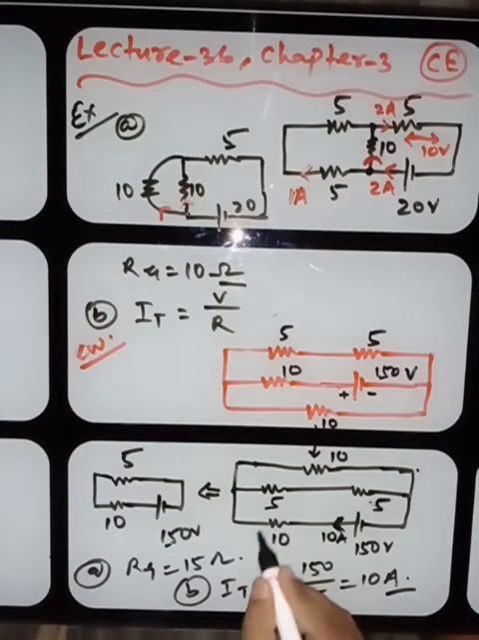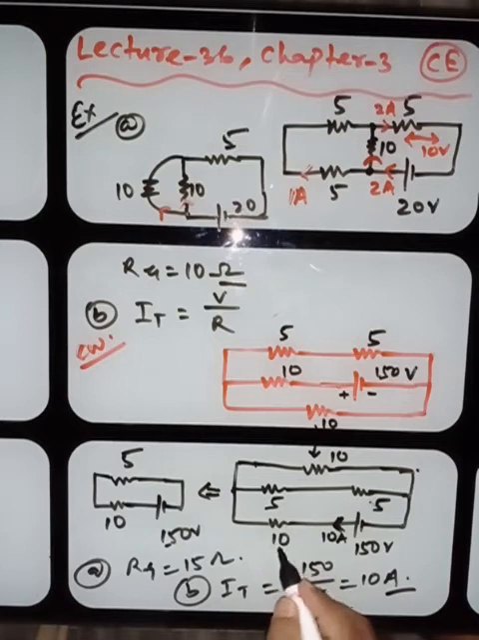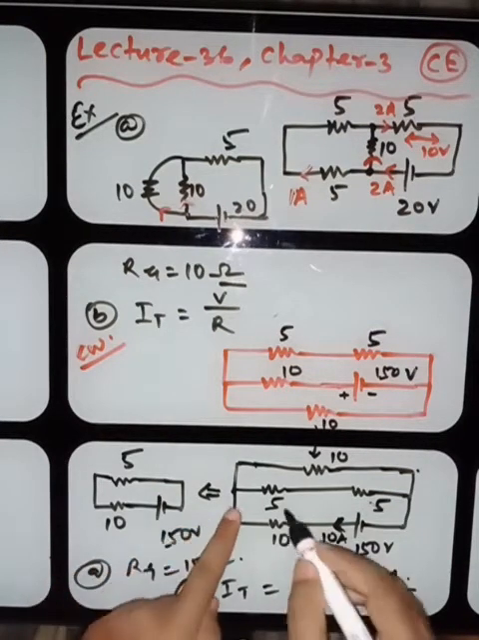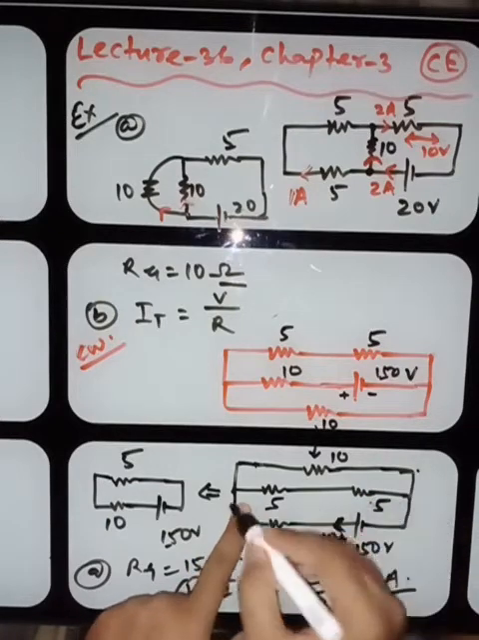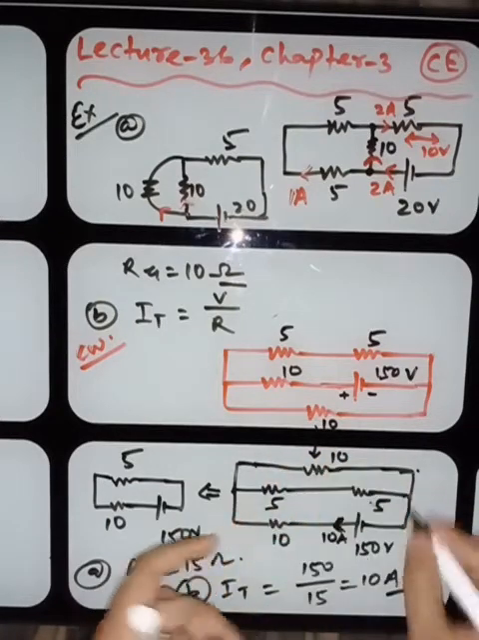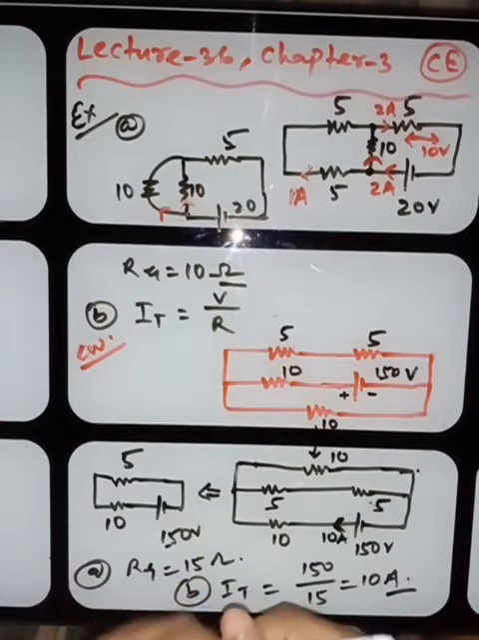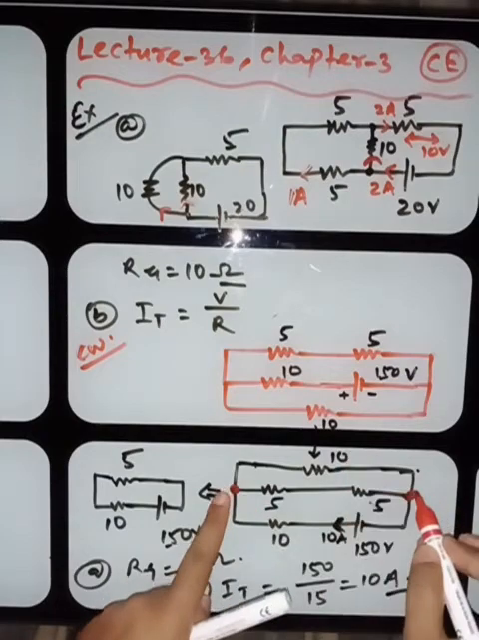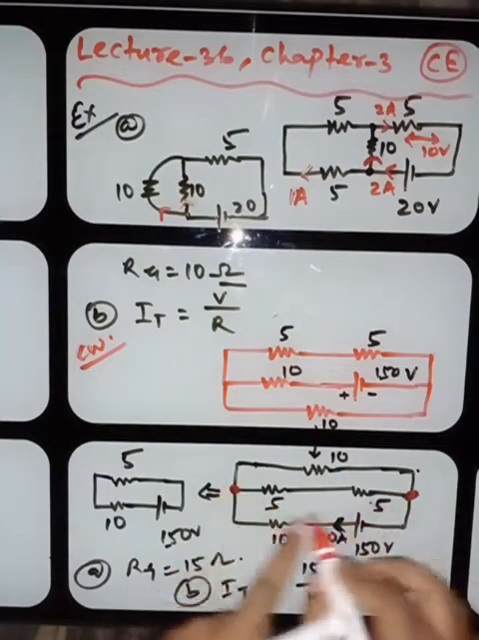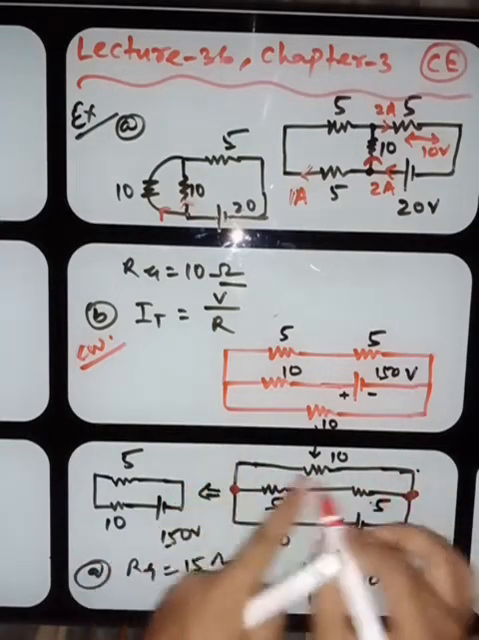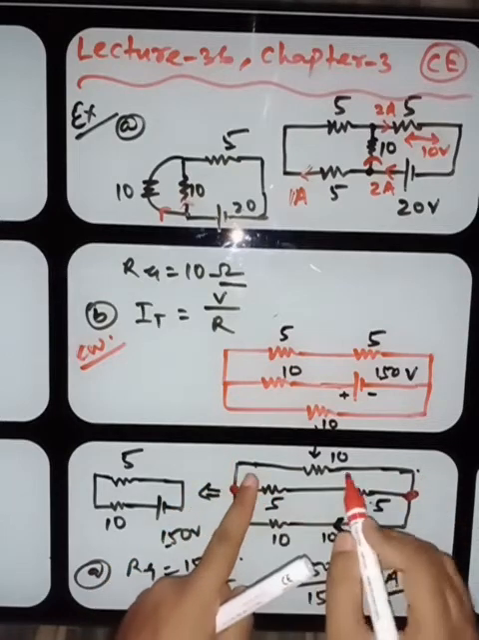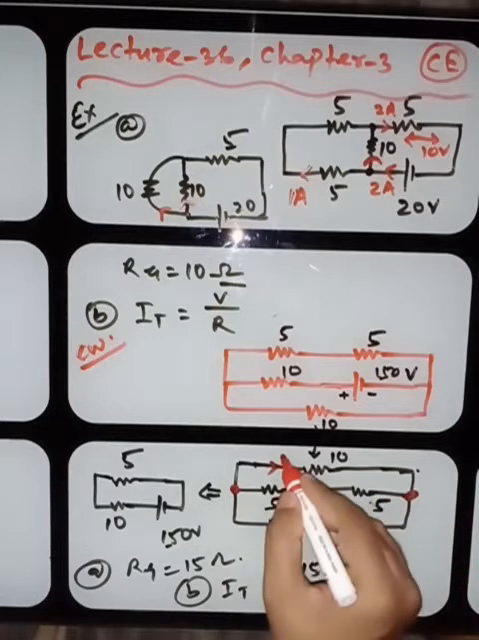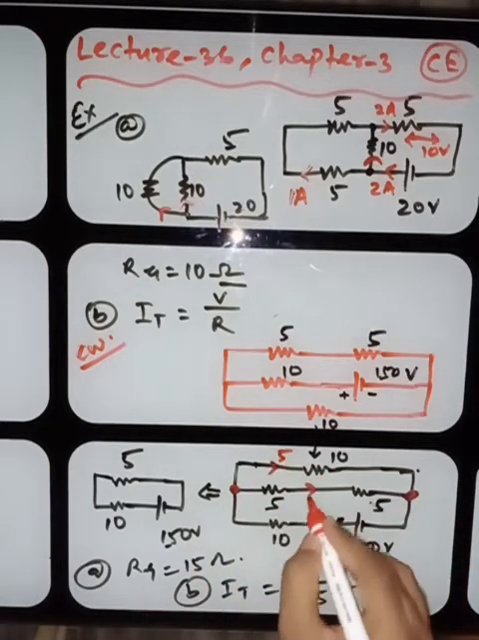How much voltage will drop over here? 10 times 10, so 100 volt will drop here. So the remaining voltage, how much? 50 volt will drop across this branch. And across this other branch, if you study these two points, 50 volt is received by this branch and 50 volt by the other branch. So the current here will be how much? It is 5 ampere, and here also 5 ampere.